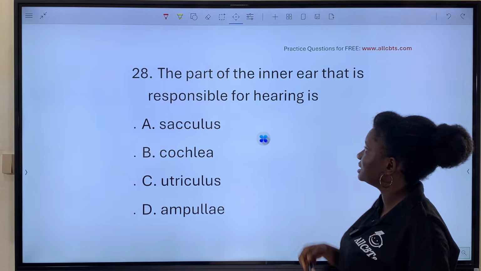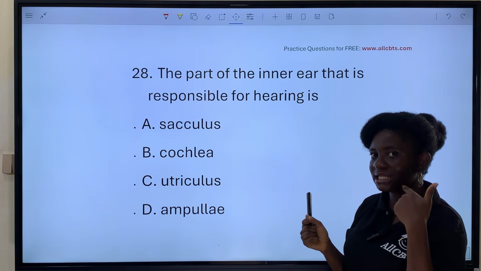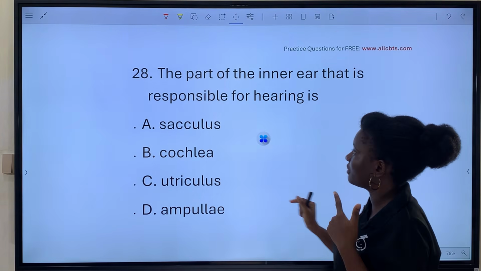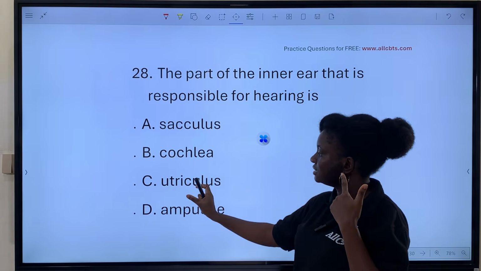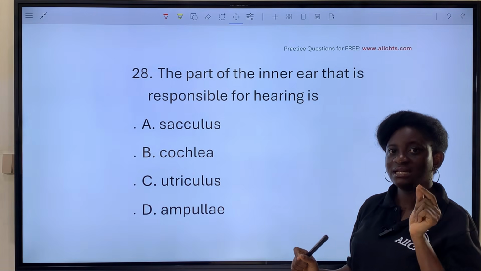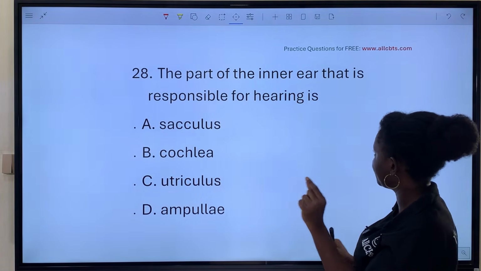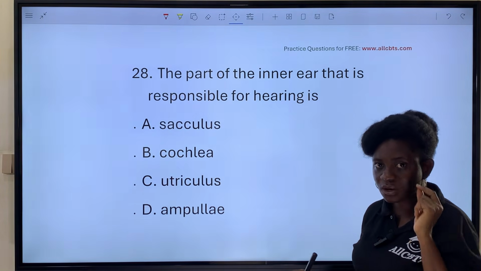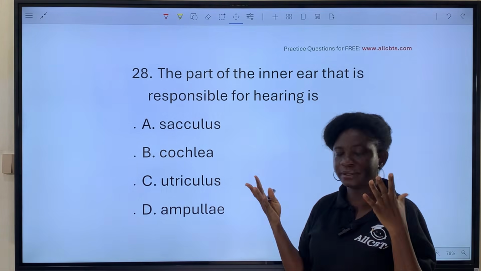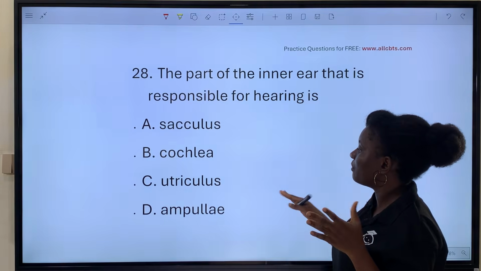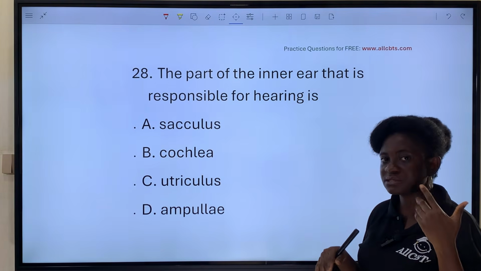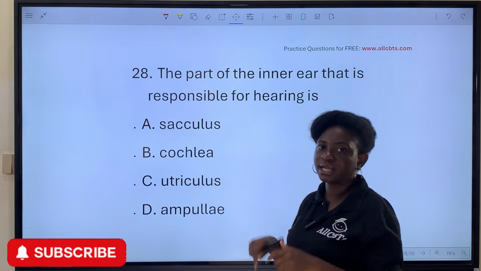Question 28. We are looking at the part of the inner ear that is responsible for hearing. A, we have the saccule, B, the cochlea, the utricle, and the ampulla. The one that helps in hearing is the cochlea. The other parts are mainly involved in balance of the ear. But the cochlea is mainly for hearing. It's the part of the ear that is responsible for hearing. So option B here is the correct answer.